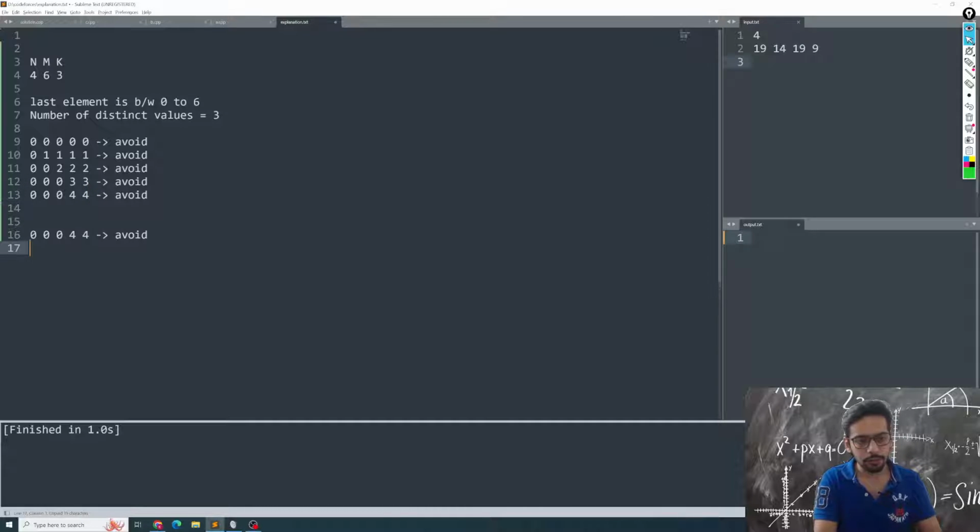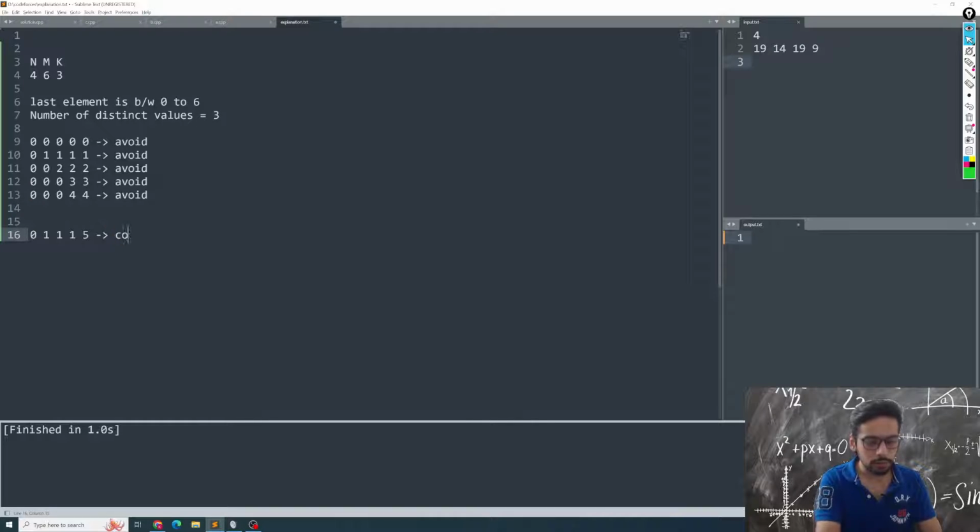How about 5? Sorry, the last element I select to be 5, this will be 5 mod 4, which is 1, this will be 1 mod 3, 1, 1 mod 2, 1 and 0. Now the number of distinct elements is 3, which is what we desire.